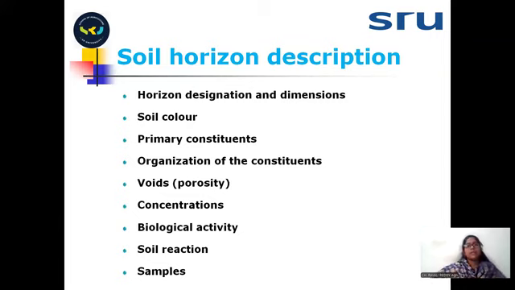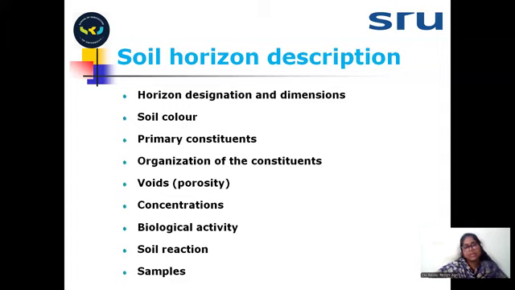So how do we describe one horizon? What are the different components we use for description of soil horizons? First, we should describe it based on its designation and dimensions, then its soil color, primary constituents, organization of these constituents, porosity, concentrations of various minerals and elements, whatever it may be, then biological activity, soil reaction, and samples.